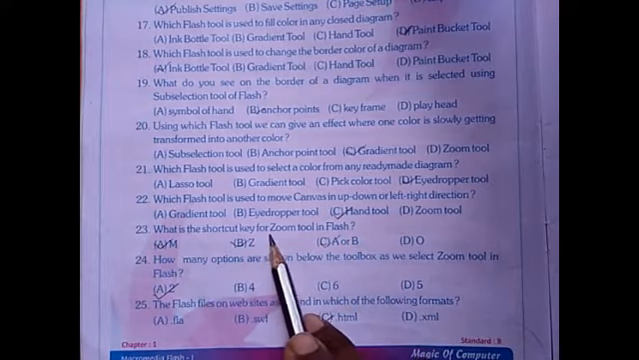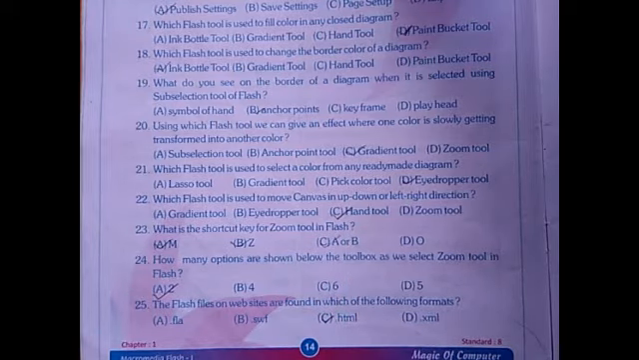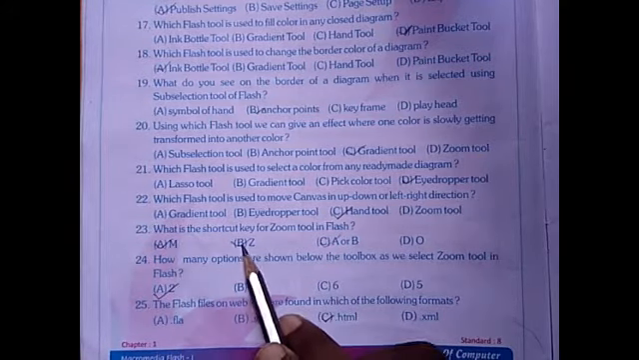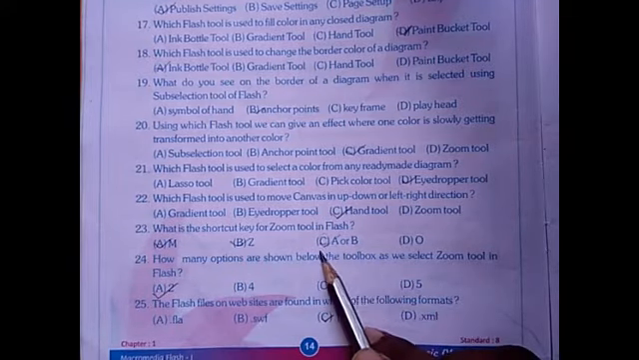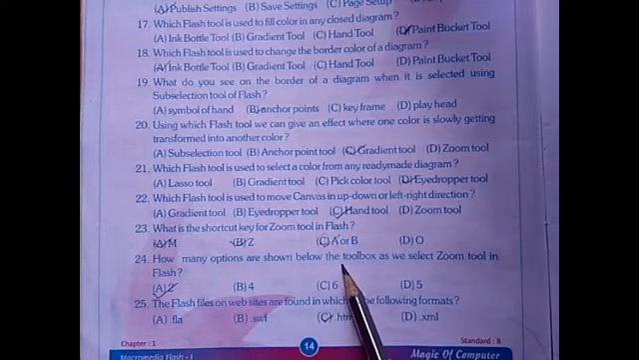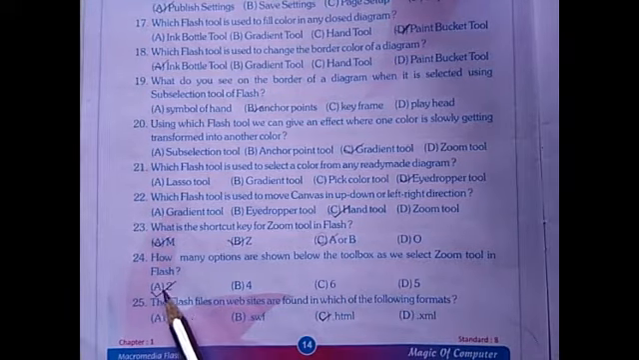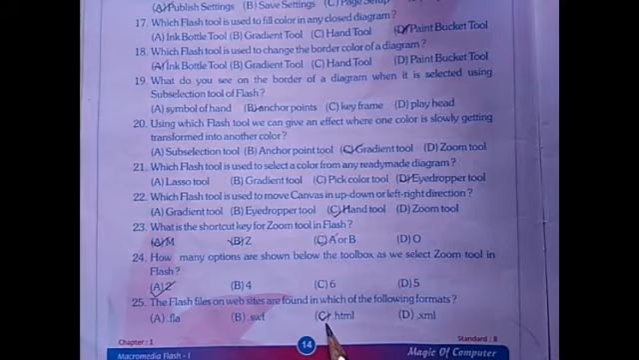23. What is the shortcut key for the zoom tool in Flash? Answer is C. That means A also is correct, B also is correct, and in the C option they have given A or B. So put it as C. 24. How many options are shown below the toolbox as we select the zoom tool in Flash? Answer A, 2. 25. The Flash files on websites are found in which of the following formats? Answer C, .html.